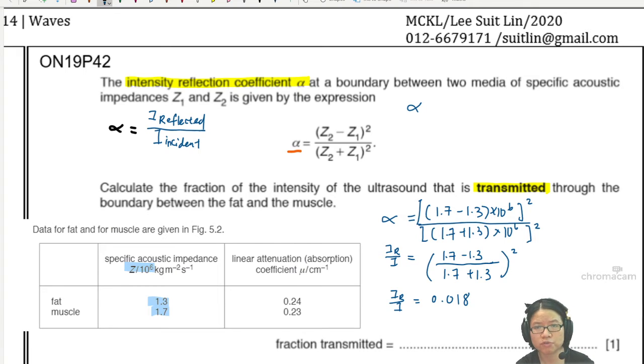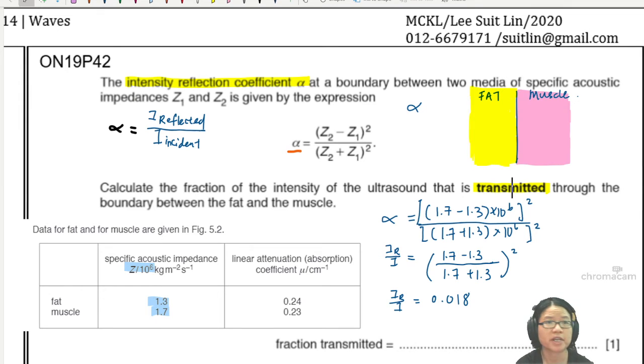Okay, so if you think about your boundary, I'm going to draw the boundary here. Here is fat. Here is muscle. Your fat and muscle. And right now, the one that is incident is I. Let's say this is I not. But it's at the boundary though, so I should draw it a bit carefully. Now here, hitting the boundary is I. Transmitted is, let's say, IT. Reflected is IR.